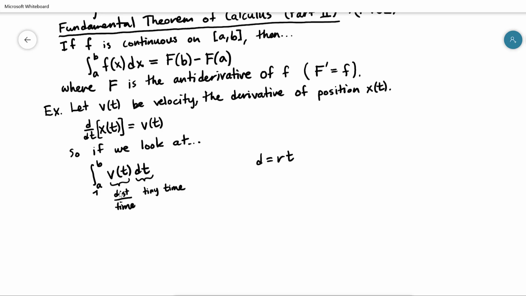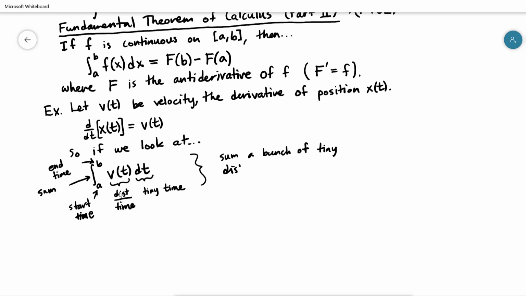This tells me at what time I should be starting. So this is my start time. A is my start time. B is my end time. And again, this symbol just means sum everything up. So all we're doing is, in this case, summing a bunch of tiny distances. So this whole thing, we are going to sum a bunch of tiny distances to get a larger distance.